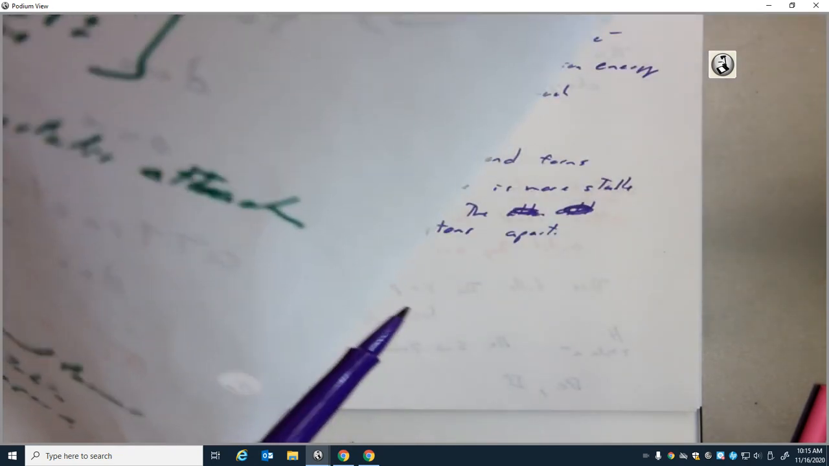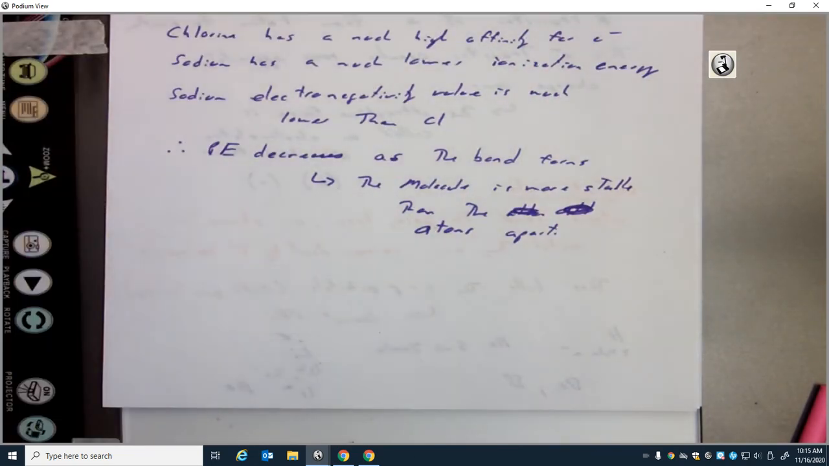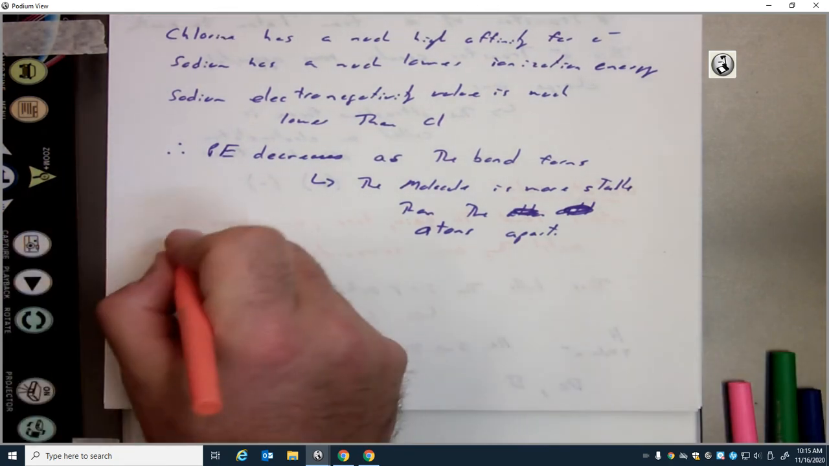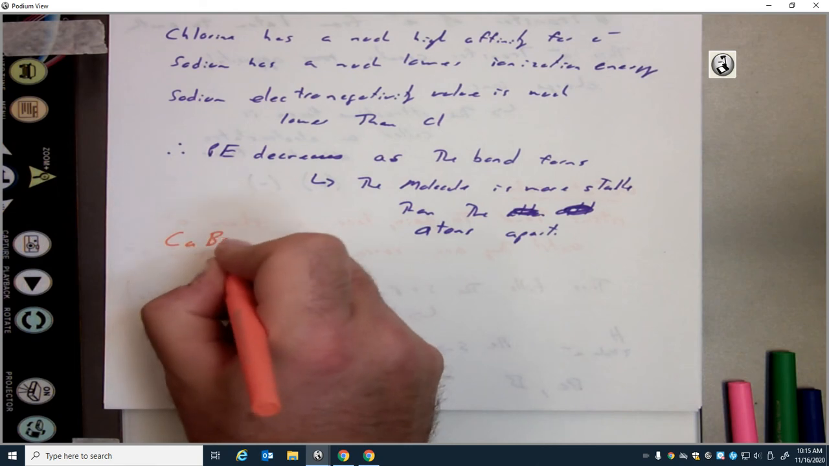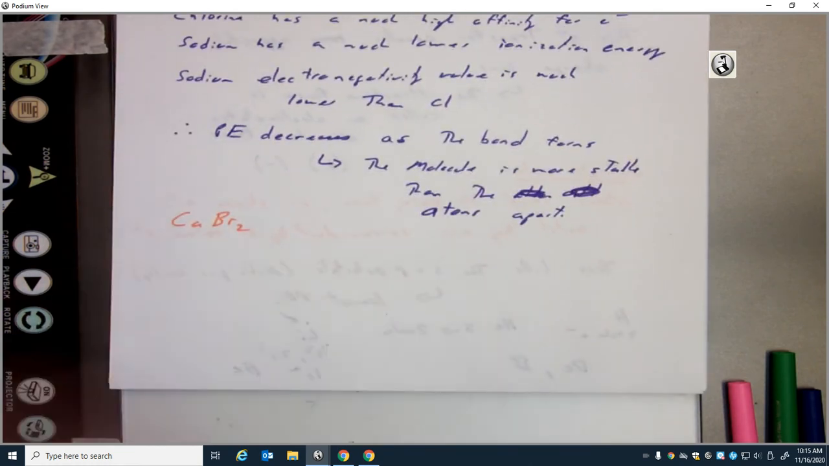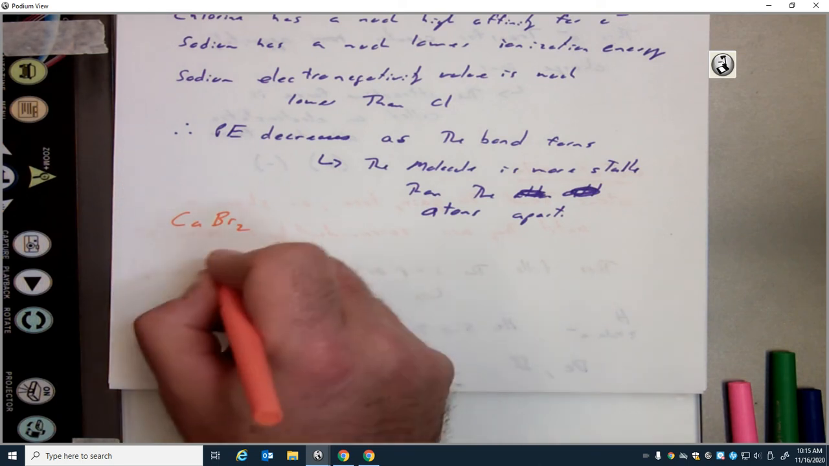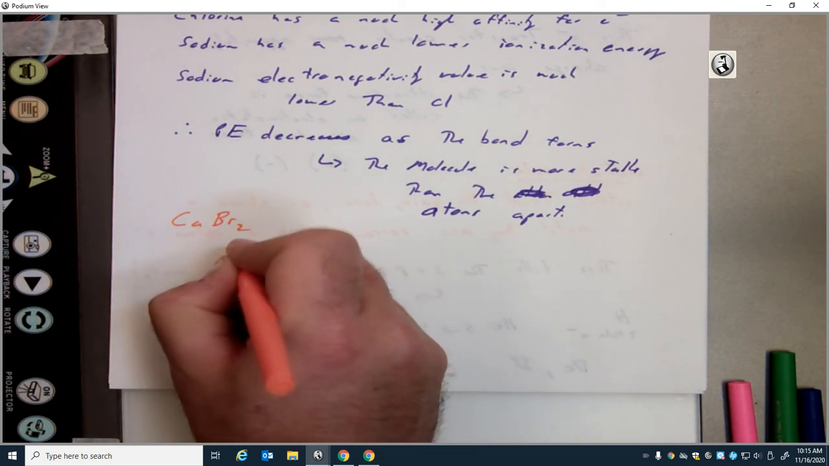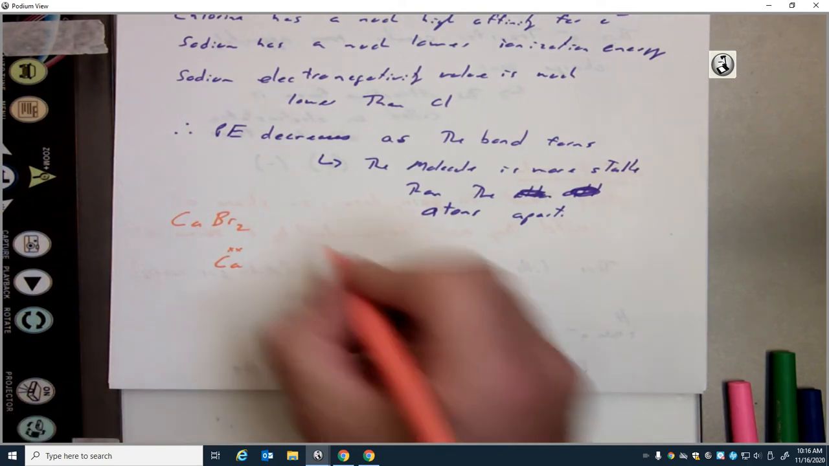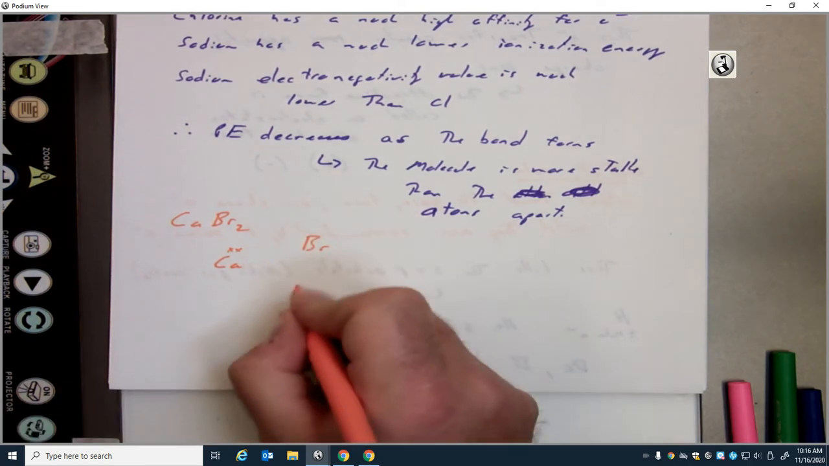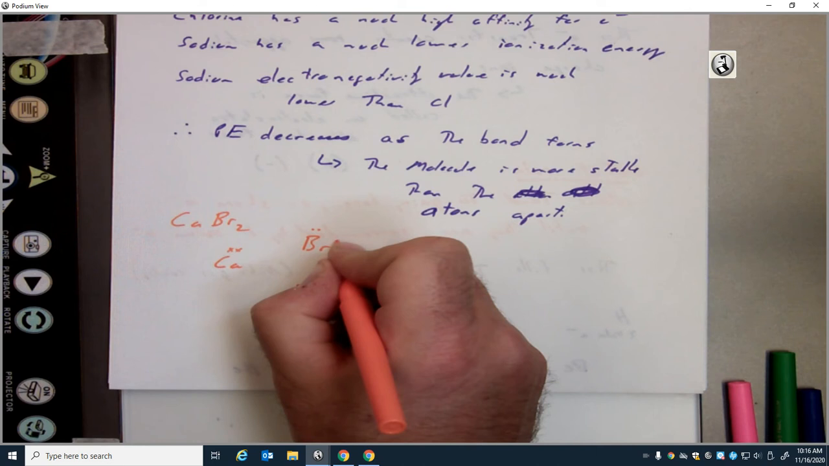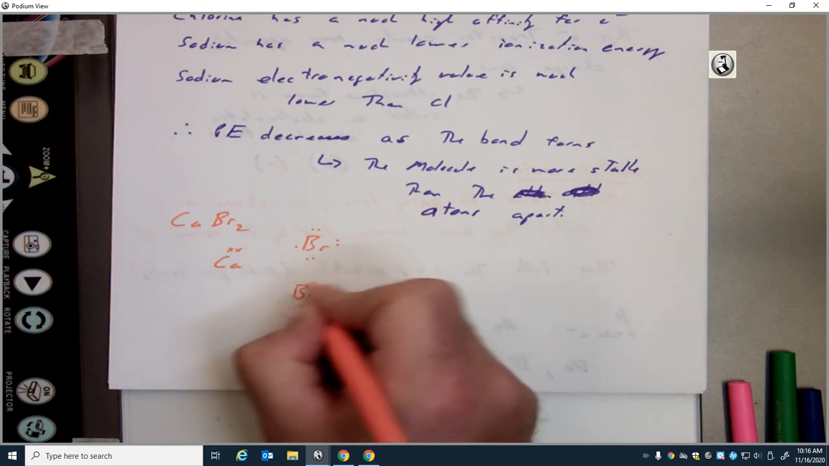Let's look at calcium bromide, just in case you're asked to. Right, again, this is an ionic. It's a metal and a nonmetal. Right, so calcium, it has 2 valence electrons. There are 2 bromine atoms. Each one of these has 7.